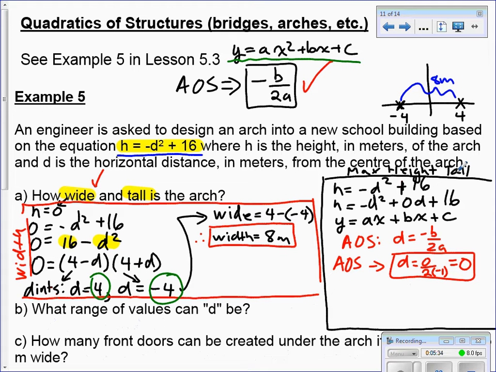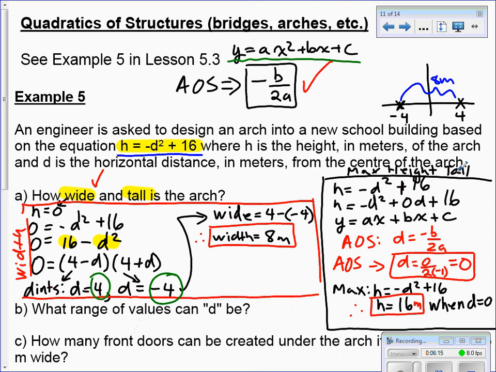Now you know this parabola is opening down because of the negative sign on a, the negative 1 on a, which means we have a max of h equals 16. When we substitute that in, d is 0, we end up with h equals 16. Oh my God, that's nothing but the h-intercept, the y-intercept for our graph. So therefore, the max height occurs at 16 meters, and you can say when d is equal to 0.